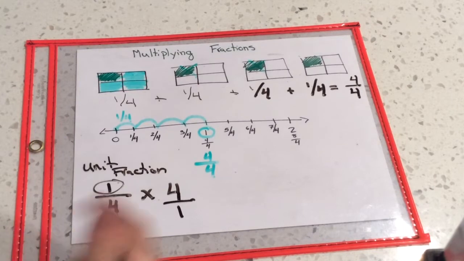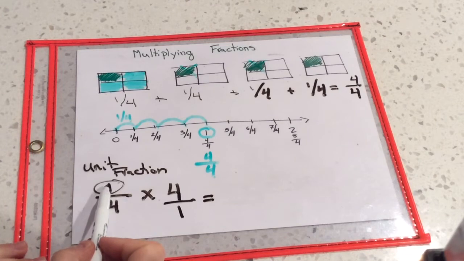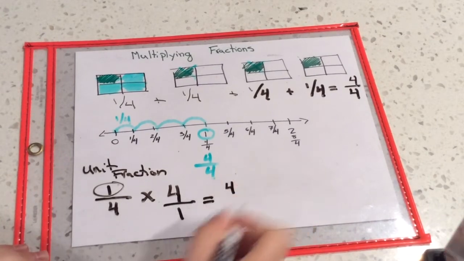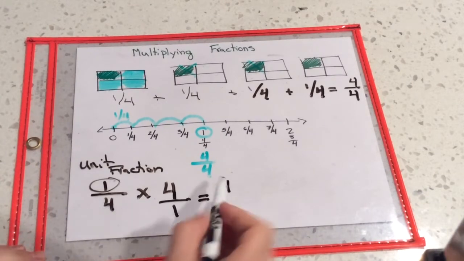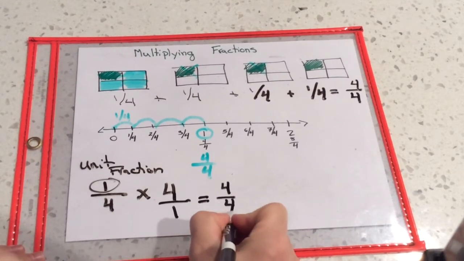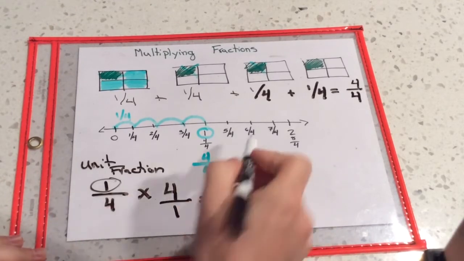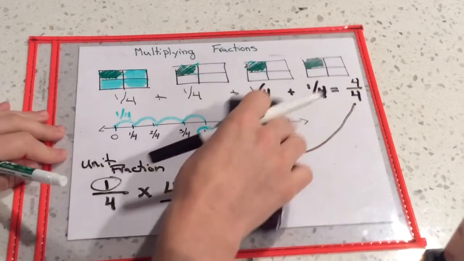And if we put a 1 in the denominator, it's not changing the value. It's saying 4 wholes. And when we multiply fractions, we multiply the numerator times the numerator. So 1 times 4 is 4. And we multiply the denominator times the denominator. 4 times 1 is 4. Either way, we're getting 4/4, which is also the same as when we did our repeated addition model. So I want to show you another example of this.